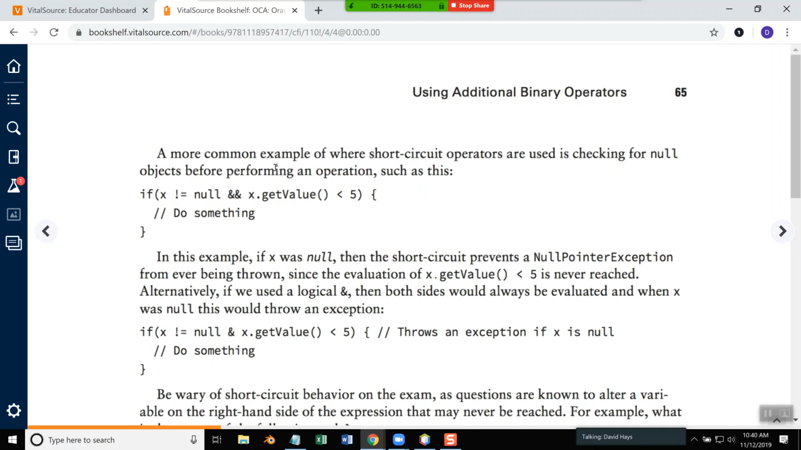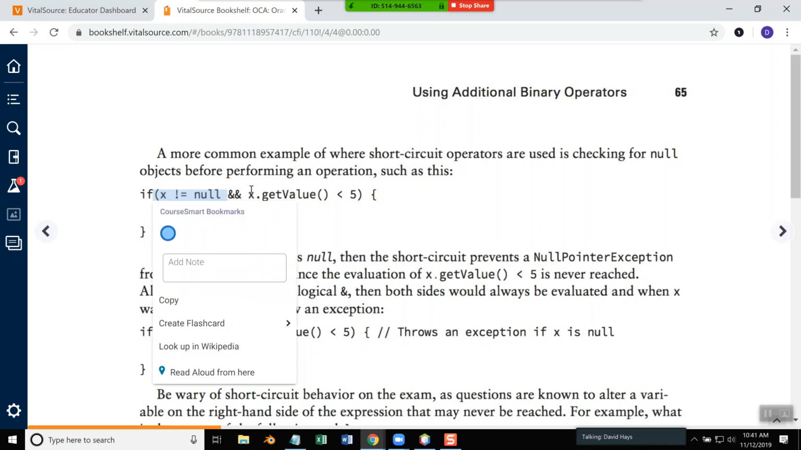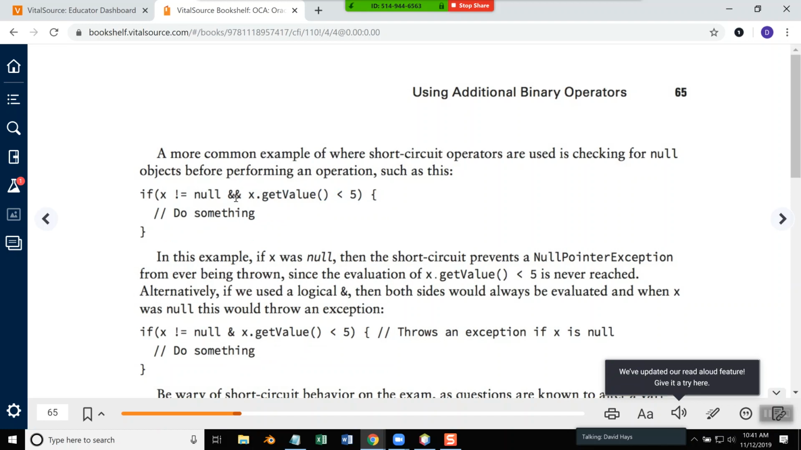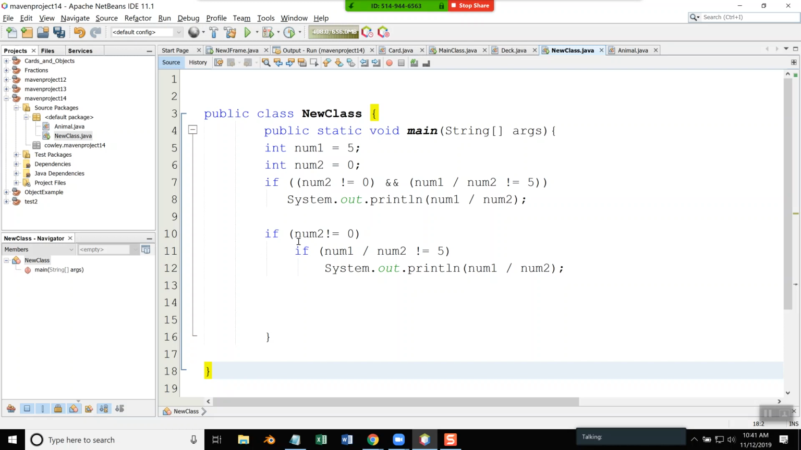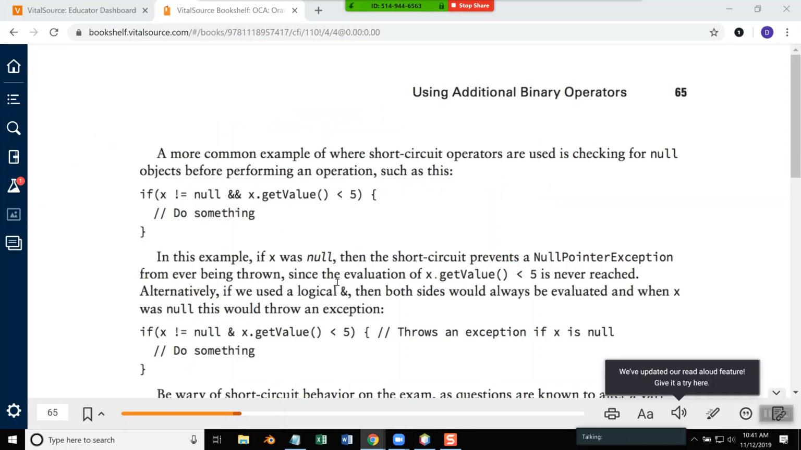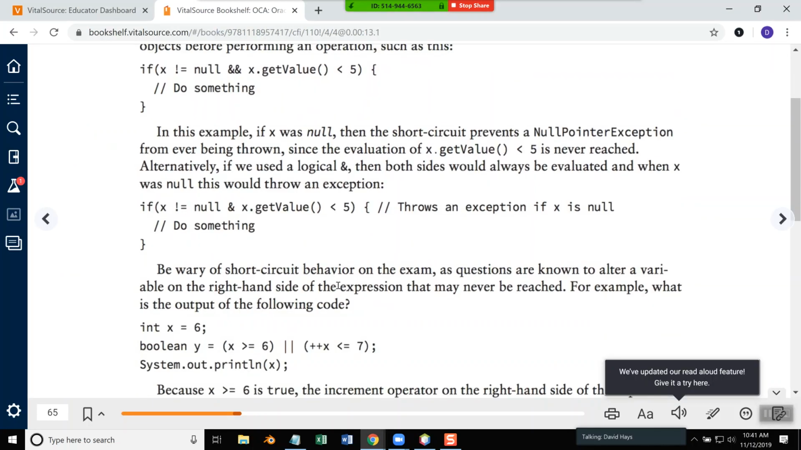Well, I shouldn't say that. Most of your higher level programming languages, you see that in. If X is not null, then we want to go and get the get value and check to see if it's less than 5. Again, you could accomplish the same thing by having two if statements, like I have right here. But that's a short circuit.